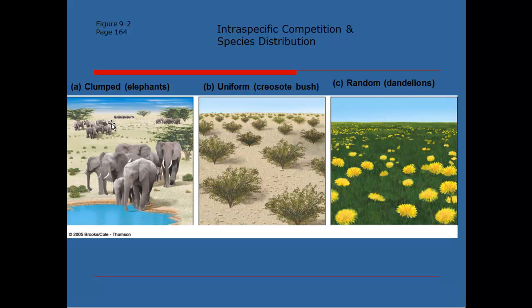Most mammals work in this way, where they clump up. Any social mammal will. Plants generally do not. Plants will either follow uniform or random.